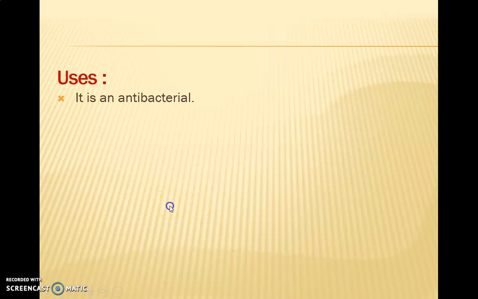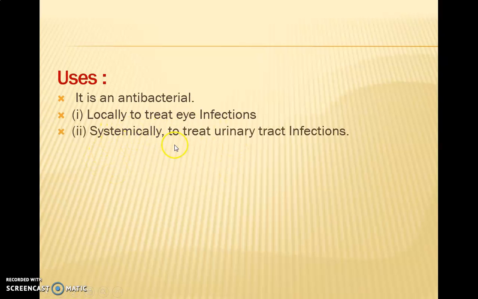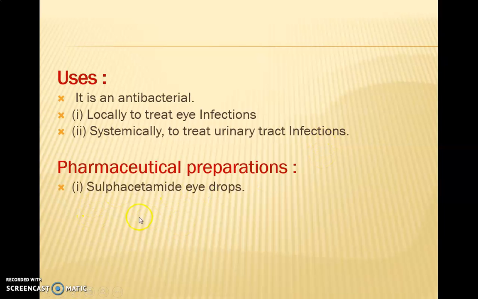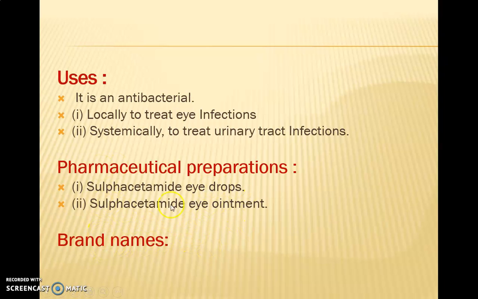Next, as far as the uses are concerned, it is used as an antibacterial agent locally to treat eye infections, and systemically to treat urinary tract infection. Pharmaceutical formulations include sulfacetamide eye drops and sulfacetamide eye ointment. So it means that it will be preferably used for ophthalmic use, or treatment of eye infection. This drug is called sulfacetamide.